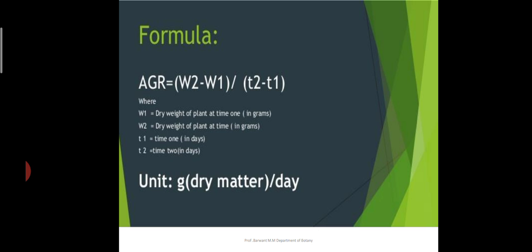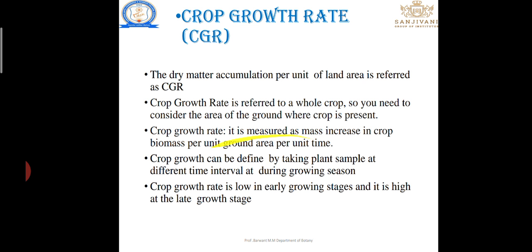Let's see the AGR formula. AGR is equal to W2 minus W1 divided by T2 minus T1. W1 is the dry weight of the plant at time 1, and W2 is the dry weight of the plant at the second time. T1 and T2 are time 1 and time 2. That is the first parameter, AGR.